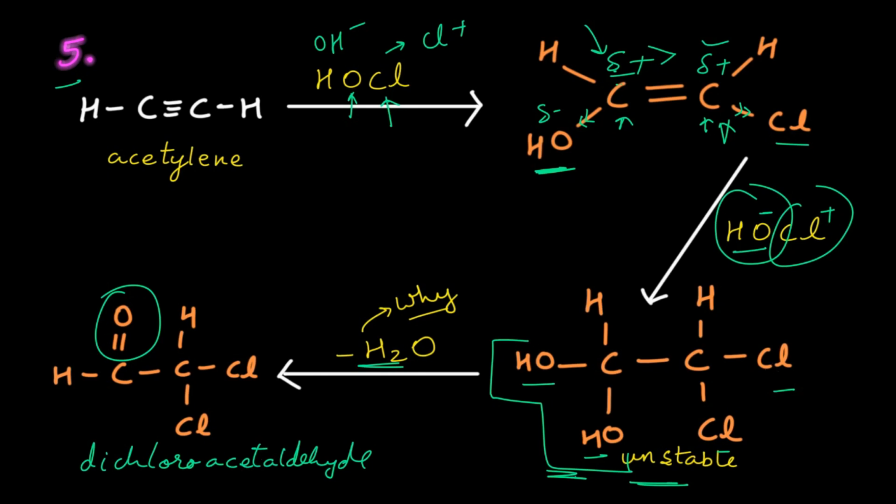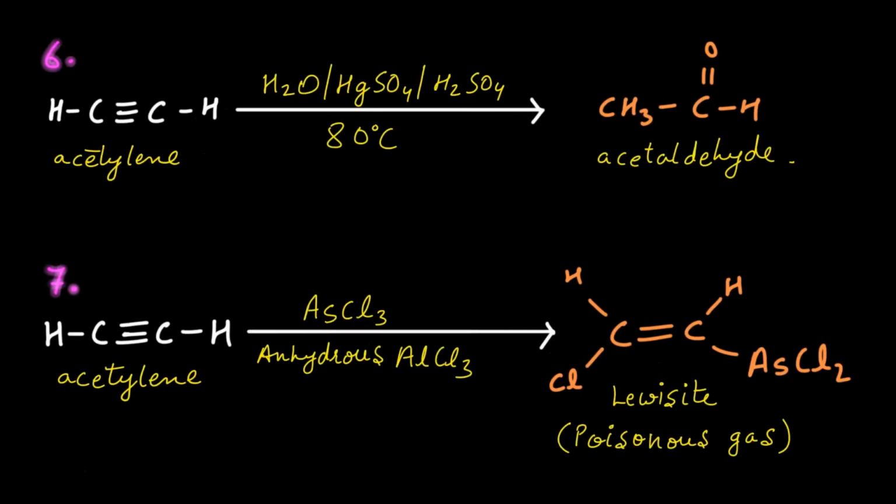Let's move to the next. Now this is the direct reaction. When acetylene is treated with H2O, HgSO4 and H2SO4 at 80 degrees centigrade, you will get acetaldehyde. Next, there is not much explanation about this. This is just a direct reaction.